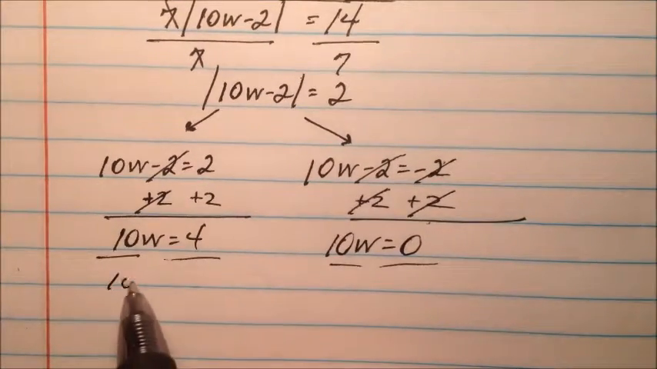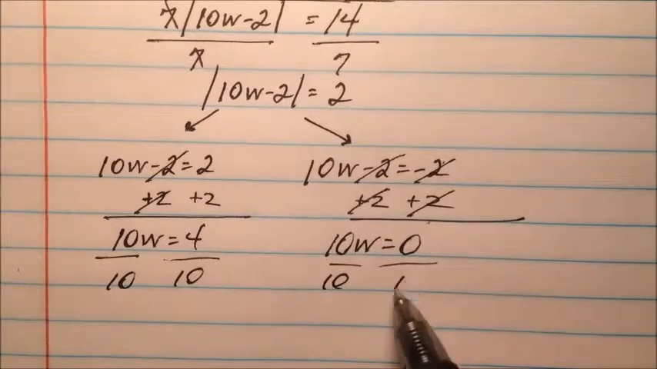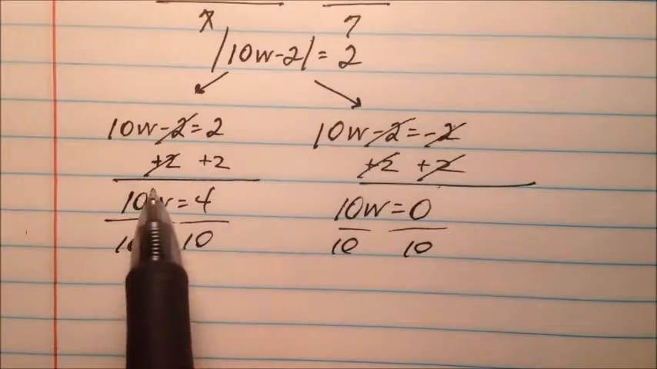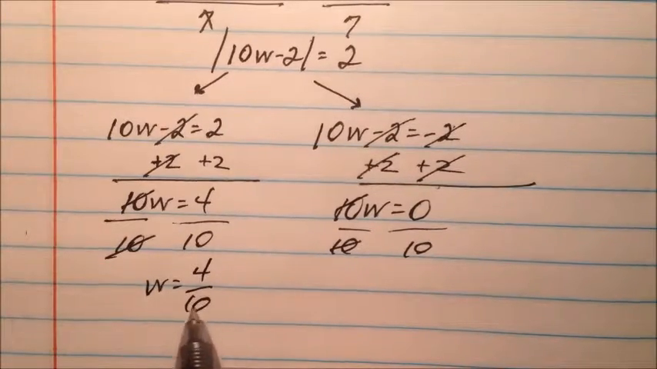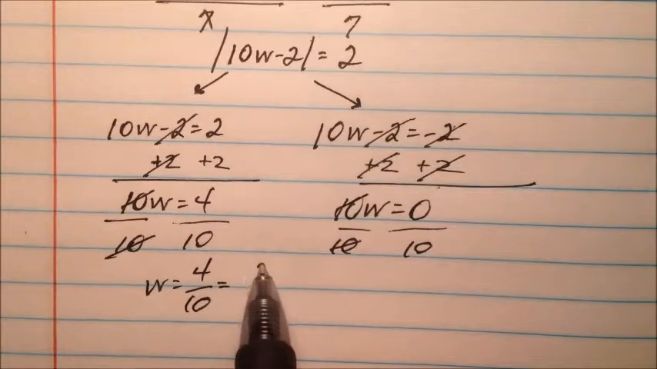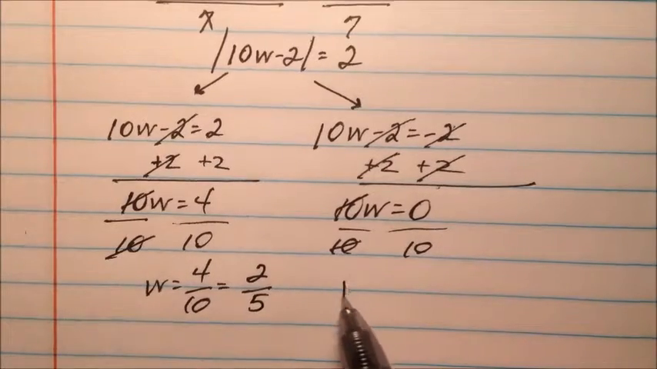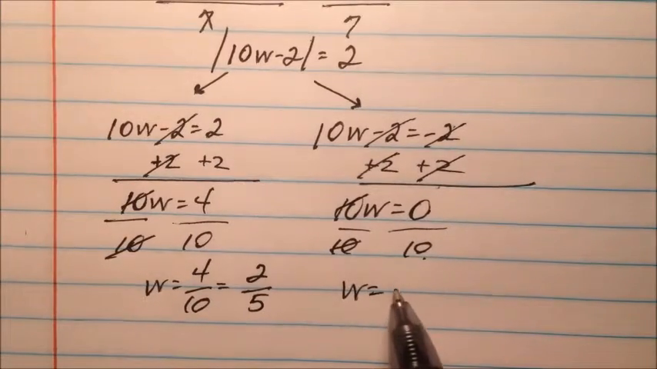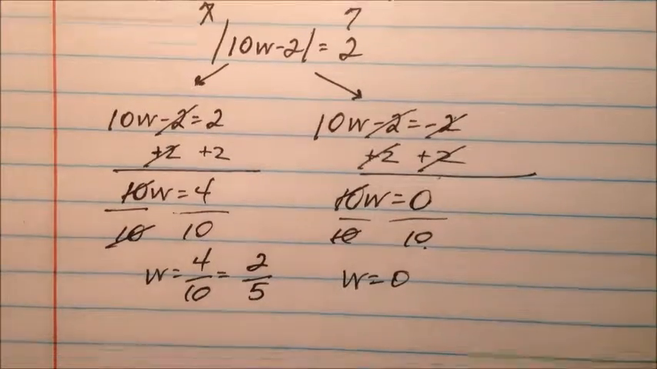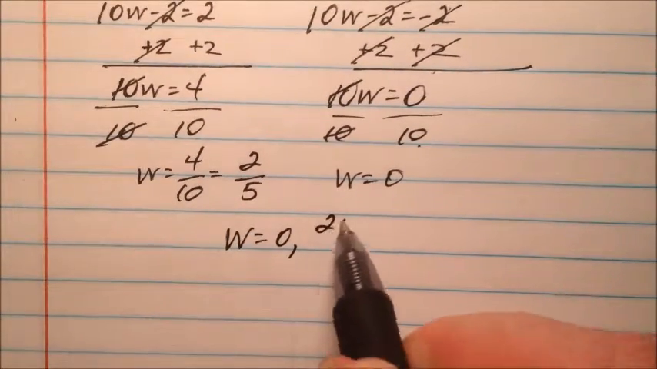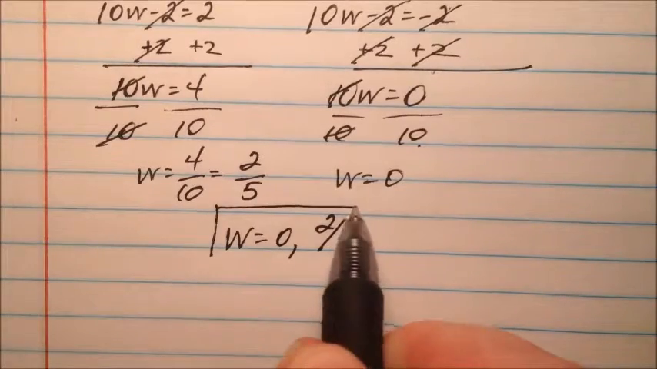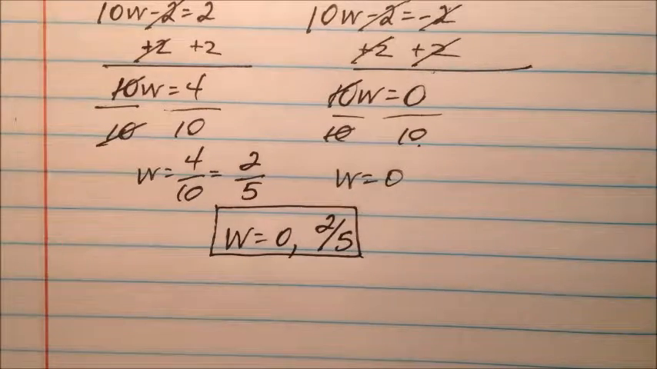So when I divide everything by 10, both sides of both equations, the 10's cancel, and I get w equals 4/10, which when I reduce that can be 2/5. And this w equals 0 over 10, which is just 0. So my values for w are 0 and 2/5. And that'll be my solution for that problem.